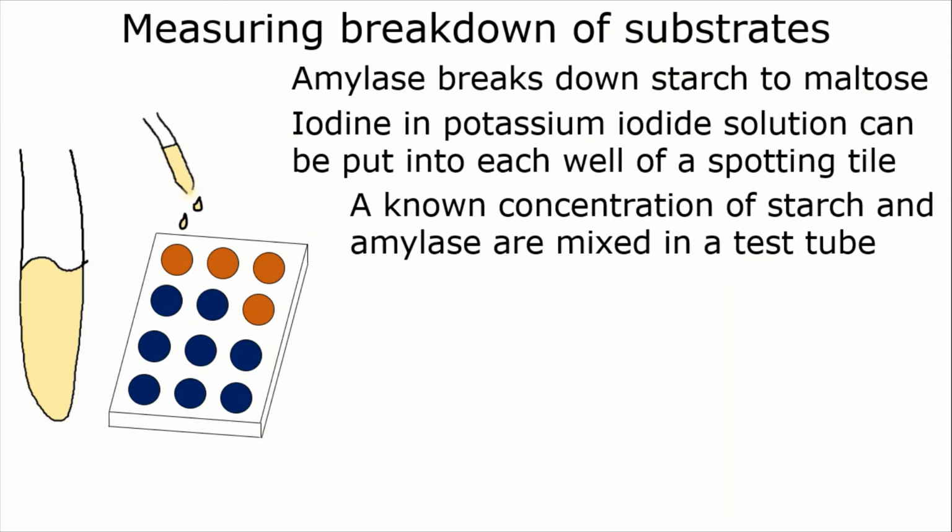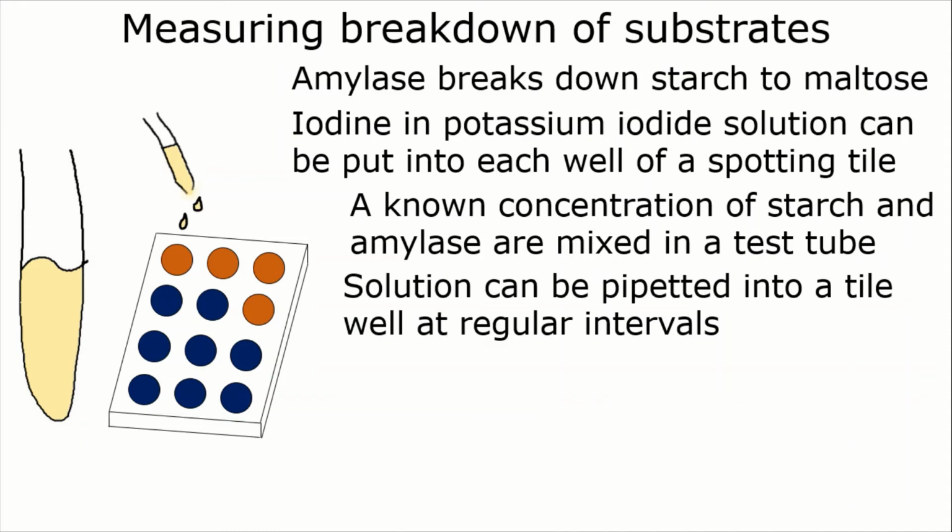So what we would do to do this experiment is put a known concentration of starch and amylase into our test tube. Then we would pipette this solution into one well of the tile at regular intervals. So you could do it every 10 seconds. In our first well, we'd put it in straight away as soon as they've been mixed, and then the next one at 10 seconds, then at 20 seconds, 30 seconds, etc.